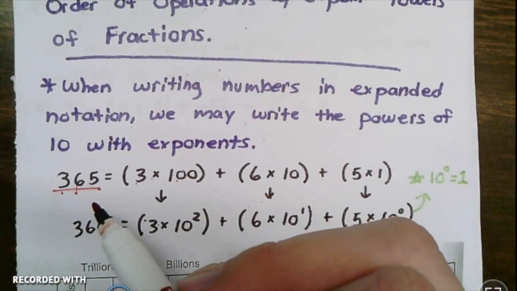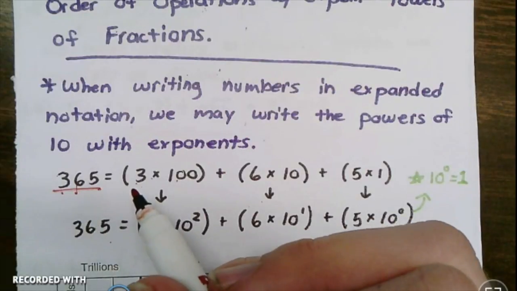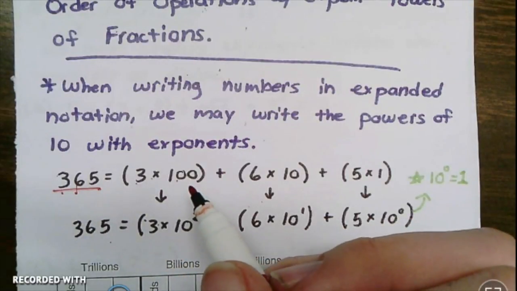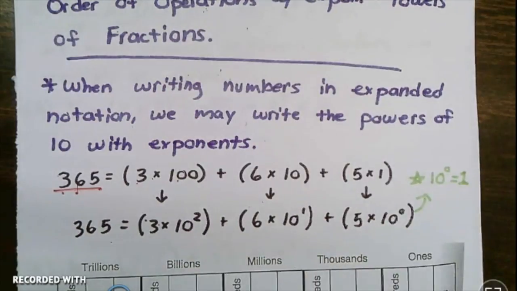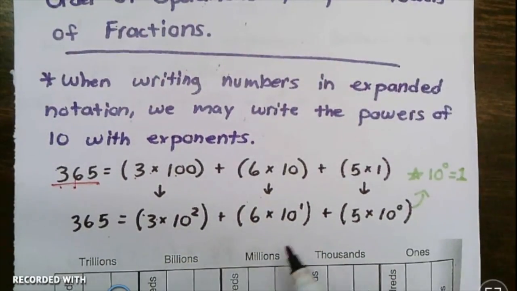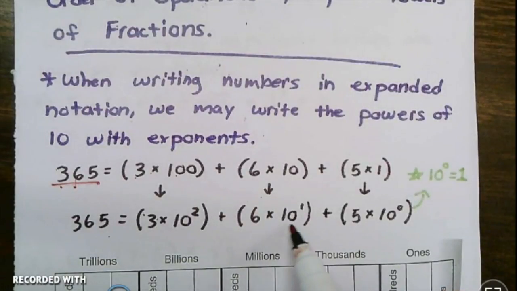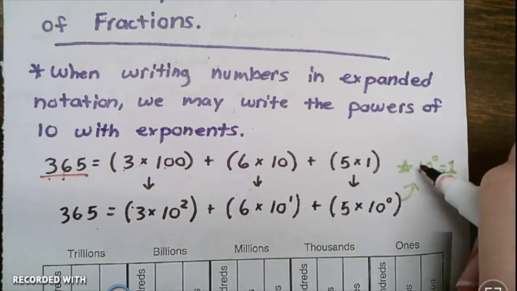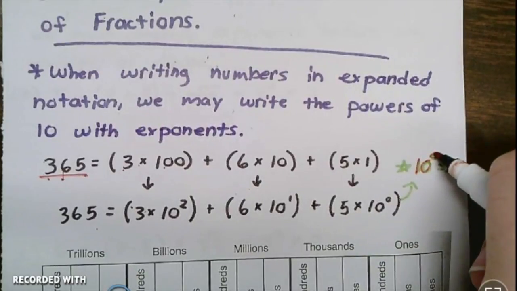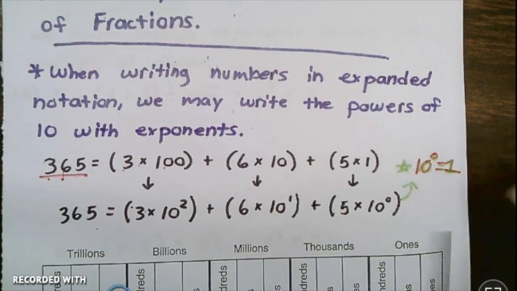Because with really big numbers, let's say that we had 3 times 10,000, instead of writing out 10,000, we can just use an exponent to show that place value. So 6 times 10 becomes 6 times 10 to the first, and 5 times 1 becomes 5 times 10 to the 0. So notice that 10 to the exponent of 0 is actually how you would say 1.